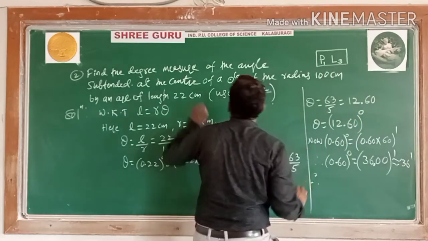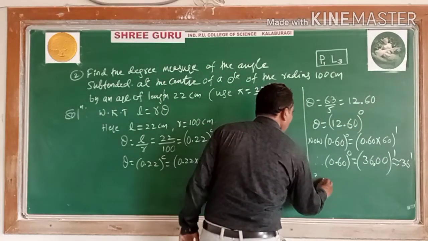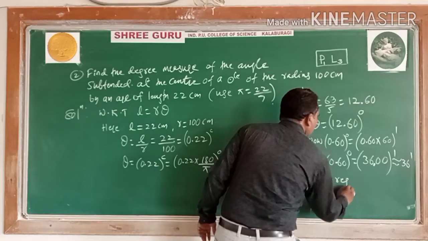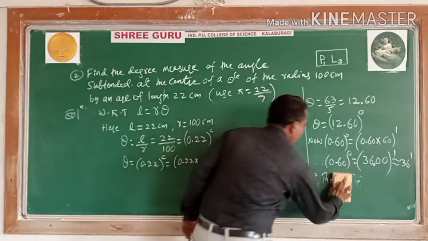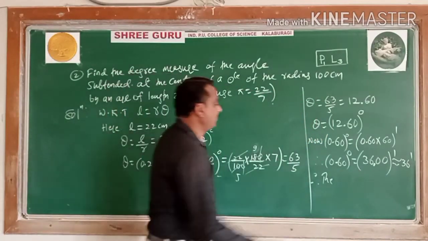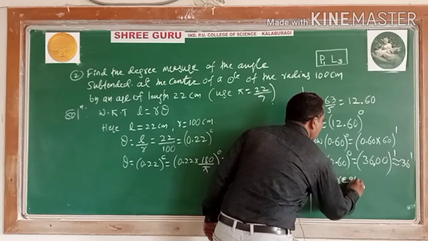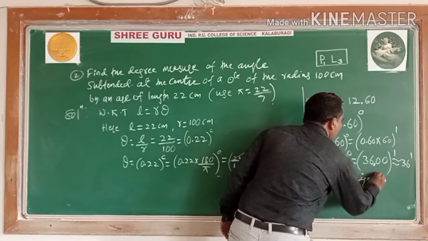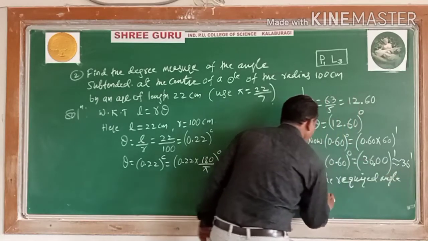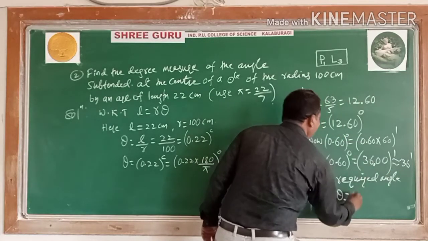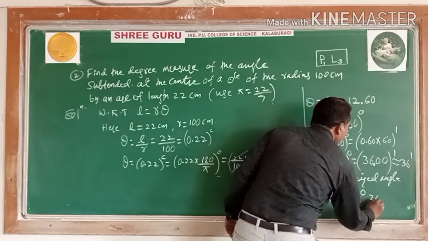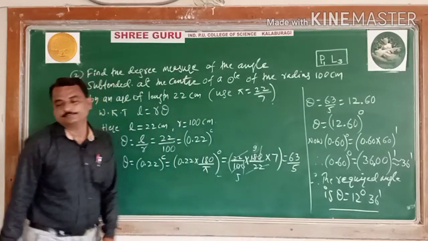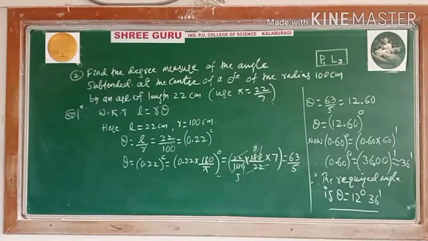Therefore write your answer in terms of degree measure. You write one sentence like this: therefore the required angle theta is equal to how much? 12 degree, 36 minutes. This is your answer. Approximately 36 minutes. Use pi as 22 by 7.